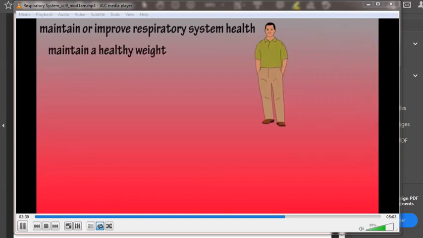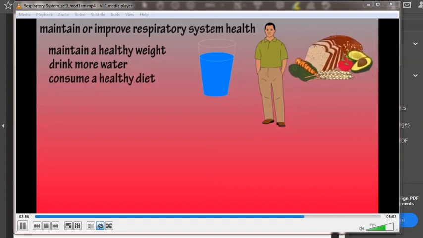Maintain a healthy weight. Excess weight compresses respiratory muscles and puts more stress on your lungs. Drink plenty of water. Dehydration can cause the mucus lining your airways to thicken and become sticky, making you more susceptible to illness. Consume foods rich in vitamins, minerals, and antioxidants, such as fruits, veggies, and nuts, which can help reduce inflammation and fight oxidative damage.